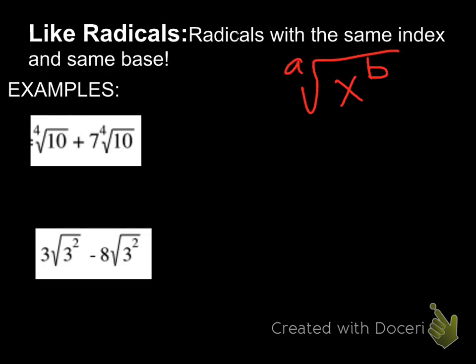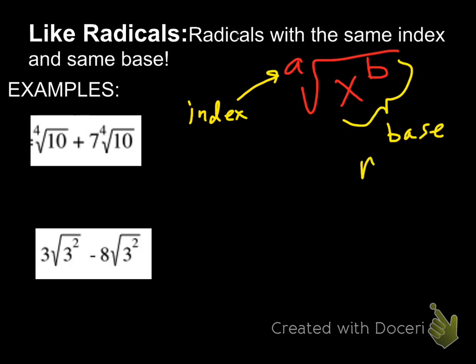The index in my little diagram is A. Okay, so this is my index. Okay. My base is this x to the b right here. Now, I called it the base because radicals can be phrased as exponents, so this ends up being the base. Your book might call it the radicand. So this x to the b is the base, or you might see it as the radicand. It's whatever is underneath the square root.